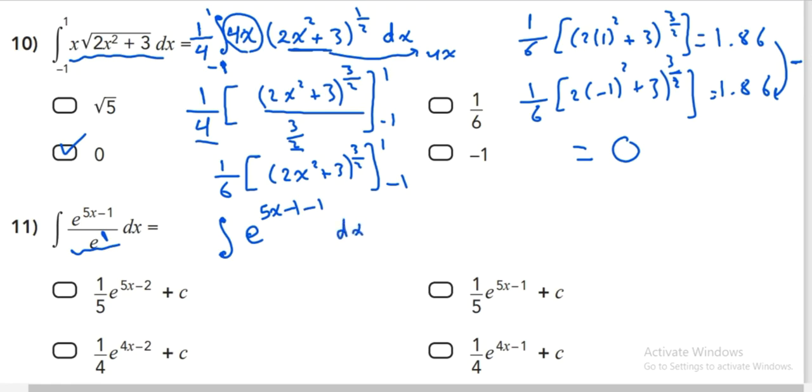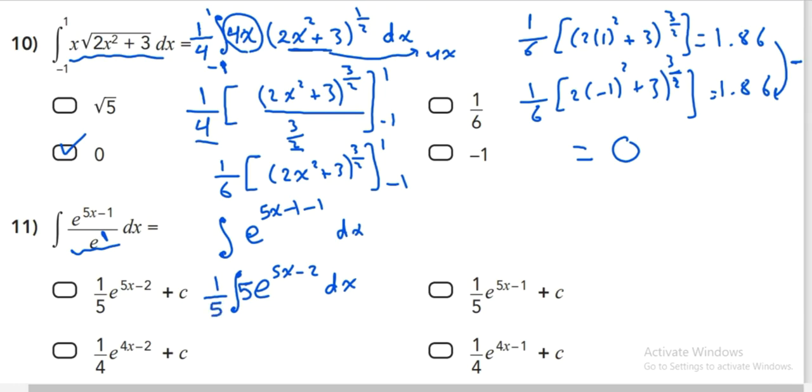So it will be integration of e to the power 5x minus 2 dx. We know that the rule of integration of e power is the same function, but multiplied by the differentiation of the power. What is the differentiation of the power? It's 5. So we have to multiply here by 5 and outside divide by 5.